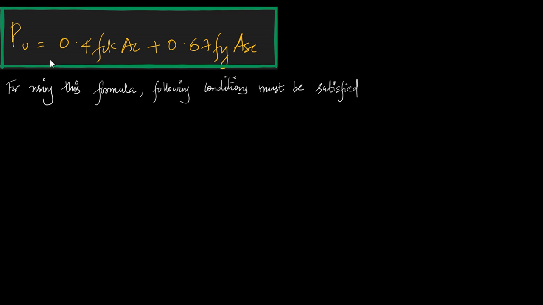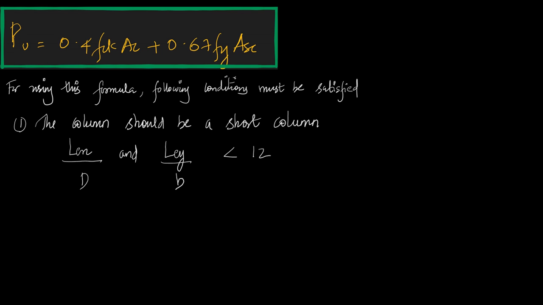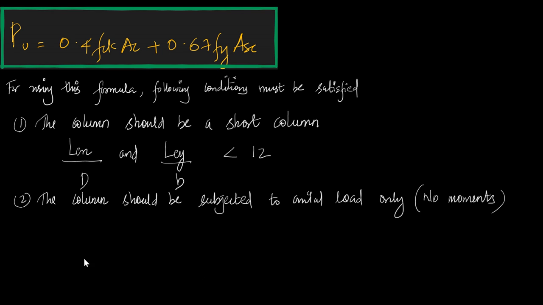For using this formula, Pu = 0.4 fck Ac + 0.67 fy Asc, the following conditions must be satisfied. First, the column should be a short column, because this equation is for the load carrying capacity of a short column. Short column means Lex/D and Ley/B must be less than or equal to 12. Next, the column should be subjected to axial load only. That is, it should not be subjected to any moments or transverse load. If that happens, it cannot be used.